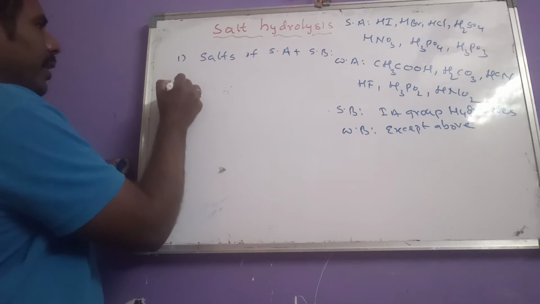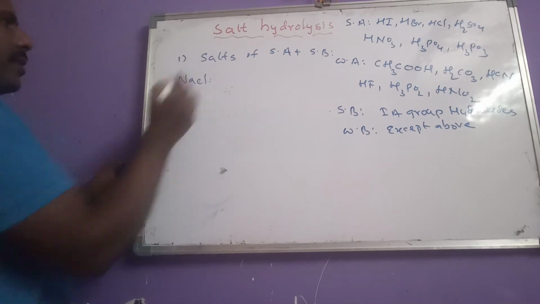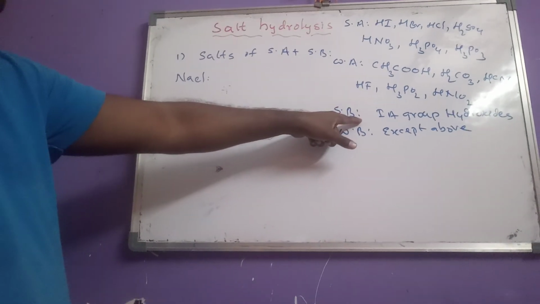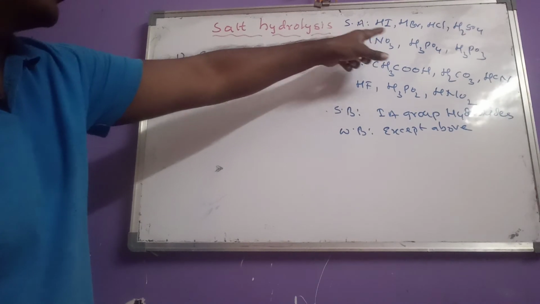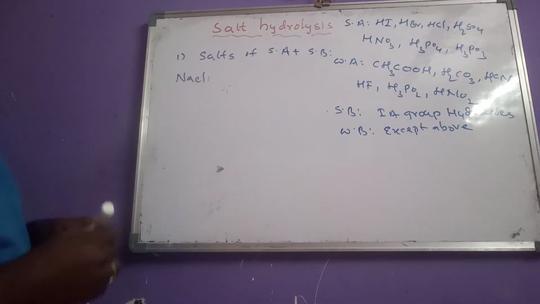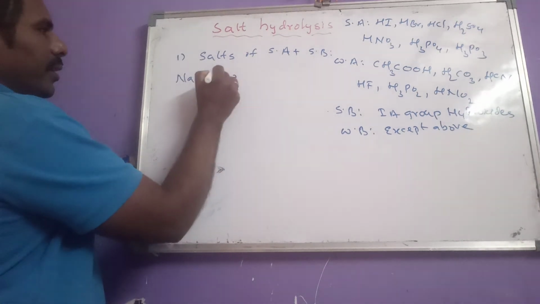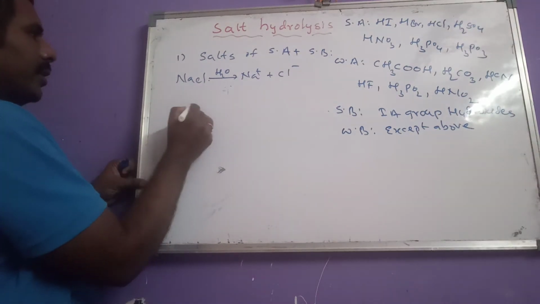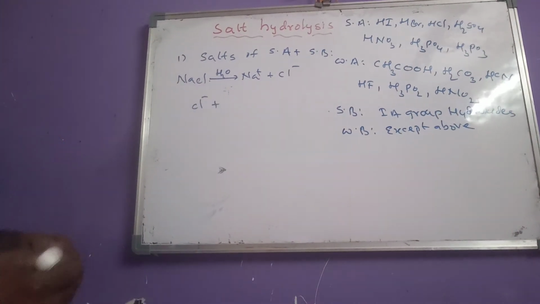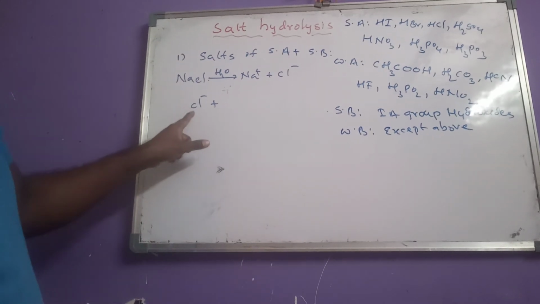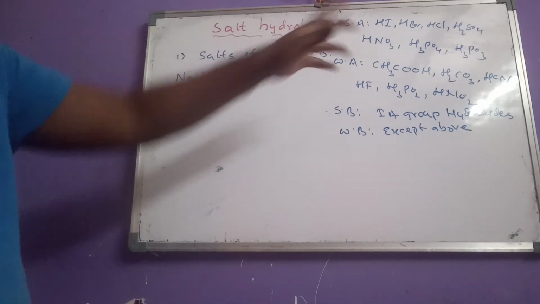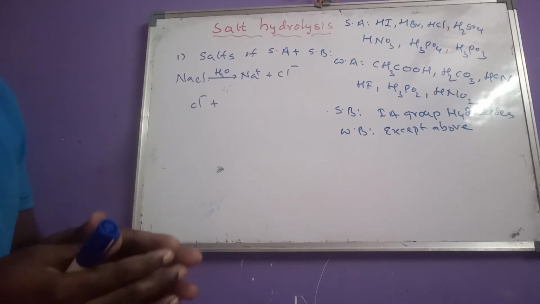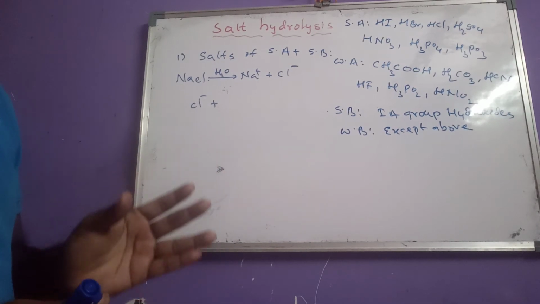And example is here NaCl. This salt is formed by the combination of strong base NaOH and strong acid which one? HCl. So like that NaCl is produced. When NaCl is dissolved in water, we get Na+ and Cl-. Now come to the Cl-. Cl- is the conjugate base of strong HCl.